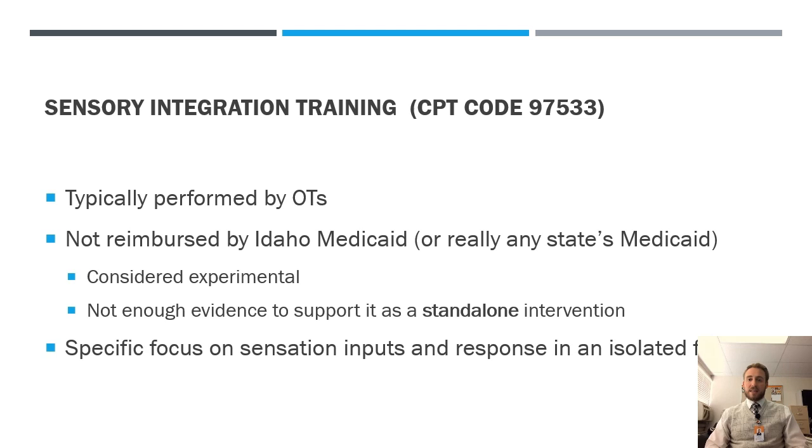Technically, there is a CPT code for a treatment called sensory integration training. It's 97533. Typically, this CPT code is performed by occupational therapists, but I suppose it could be performed by physical therapists. I will say this, it is not reimbursed by Idaho Medicaid or any state's Medicaid that I have been able to find. And it's also not reimbursed by pretty much any insurance payers. So there's reasons for this.